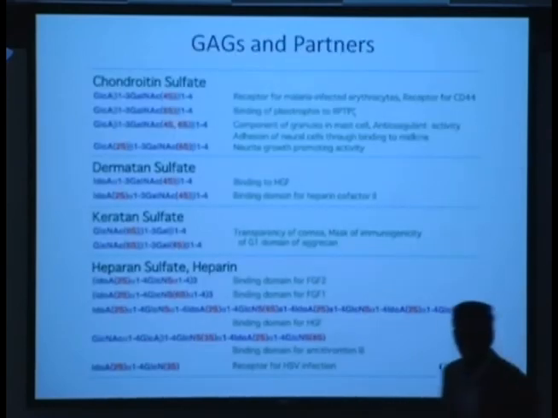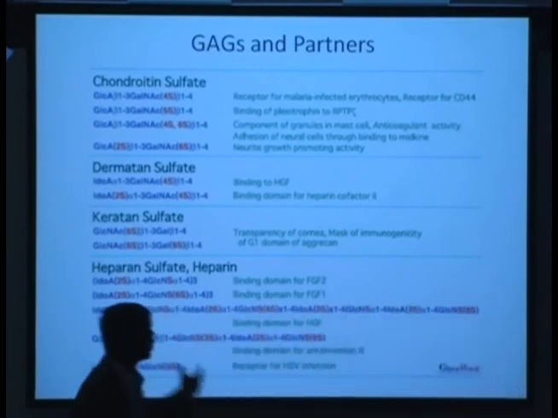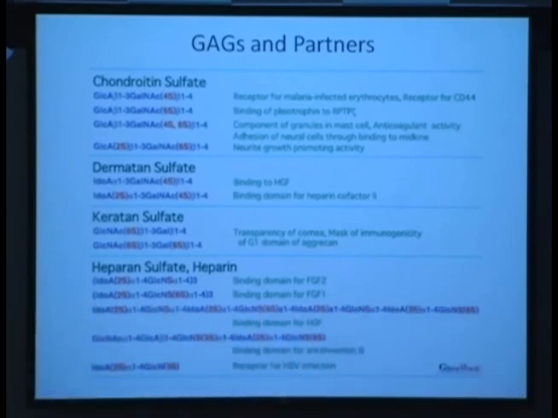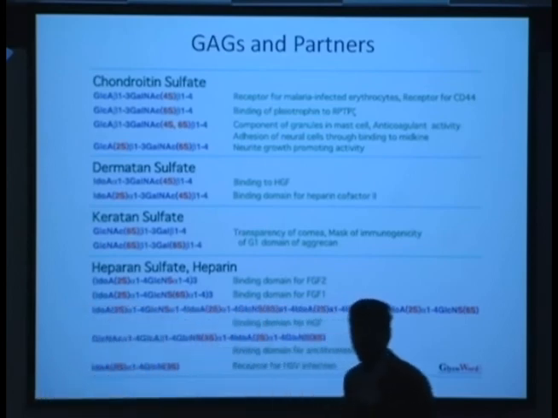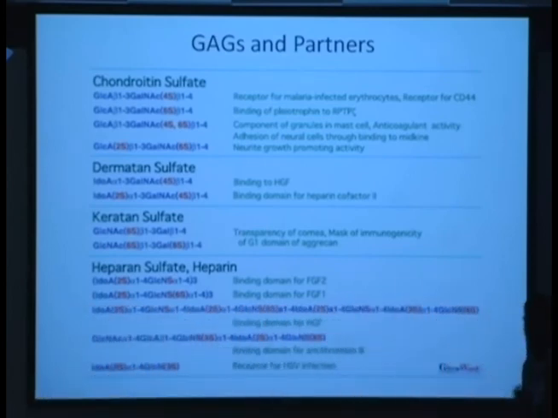So these GAG chains are very complex, and they bind to a number of different proteins, and they have a number of different roles to play. And the chondroitin sulfate structures are shown here. Now it binds to many different proteins, plays a role as an anticoagulant, and plays a role in forming our bones, and also facilitates or inhibits neurite growth.